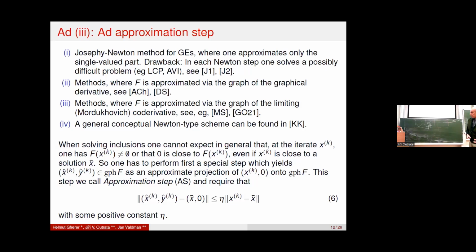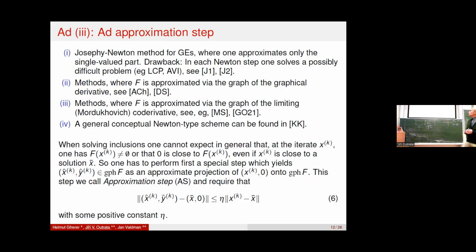Now, our aim, as I already mentioned, is to solve inclusions of the form 0 belongs to f of x, where f is a multifunction. So the task is to find an x such that its image contains the zero vector. And of course, there are also other methods which are able to solve such a problem.